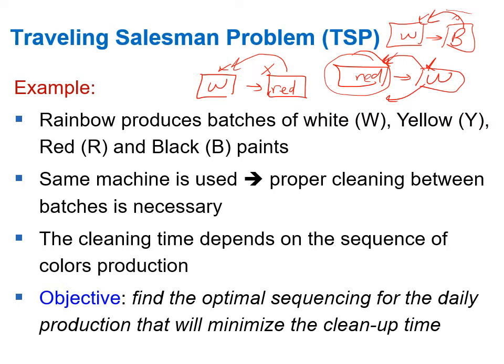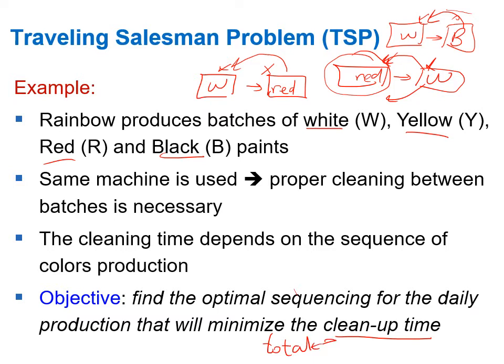And the question is this: okay, we want to produce these batches of white, yellow, red, and black paints, and we know the individual switch times between each pair of these colors. And the question is, find the sequence of these batches, daily production, that will minimize the total cleanup time. Okay, total cleanup time.